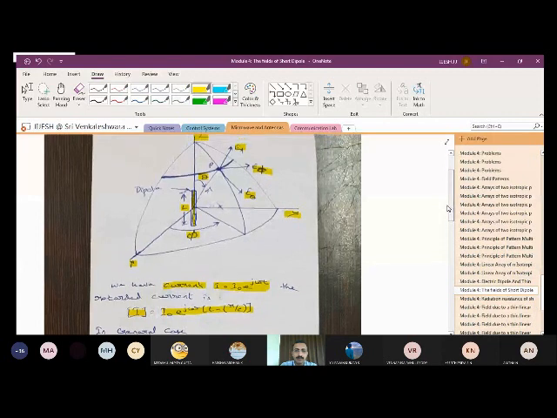You have completed this figure. Have you completed the figure?